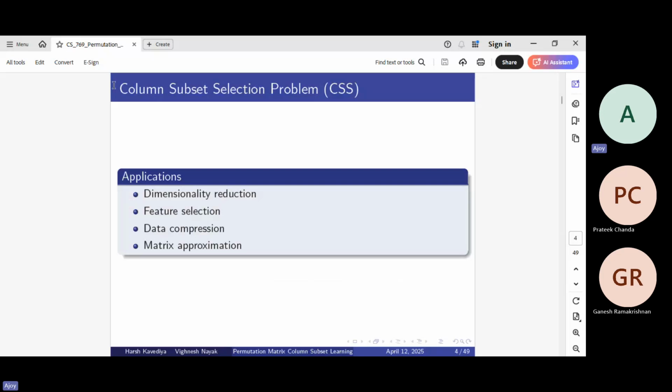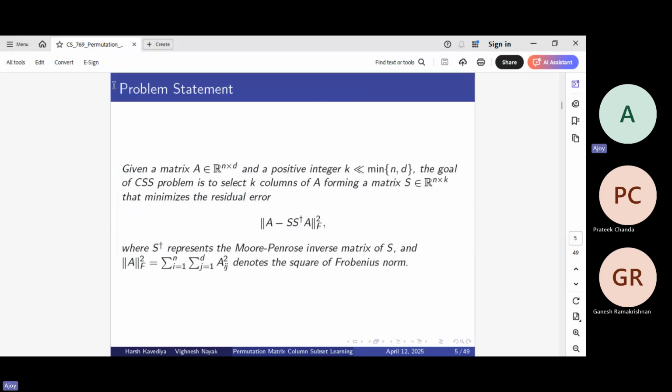The applications of column subset selection are dimensionality reduction, and we can also select the important features from the given data set. It can also be used for compression of data. To formally state our problem: given a matrix A of size n cross d and an integer k which is much smaller than d, we want to select k columns from the matrix A such that the residual error from the reconstruction is minimized.